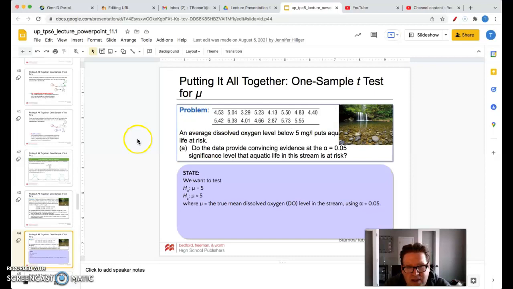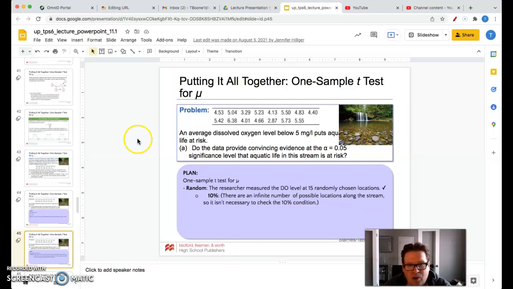Okay, so we want to test to see if the population mean is 5, and our alternative is that we think it's less than. We're going to see if we're at risk here. And again, mu is the true mean dissolved oxygen level of the stream. And so we're going to do this at the 5% significance level. So that's the state part.